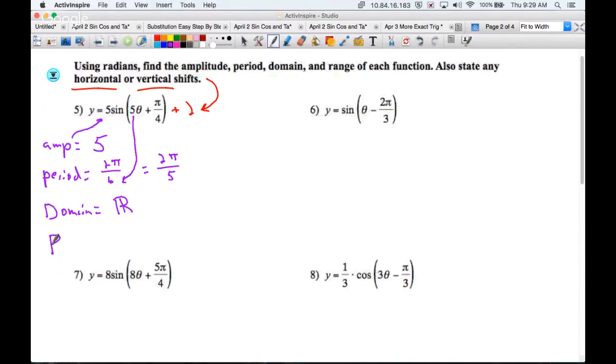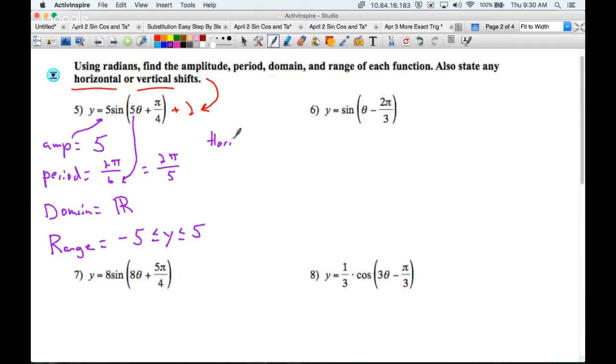Range is the kind of tricky one. The range is normally from -1 to 1, but this now has an amplitude of 5. So that's going to be -5 is less than or equal to y is less than or equal to 5. It's going to range from -5 to 5 as it goes up and down. If there was a vertical shift, then these numbers would change as well. Like if I did a +2, then the range would be -3 up to 7, because the +2 would affect the range. All right.